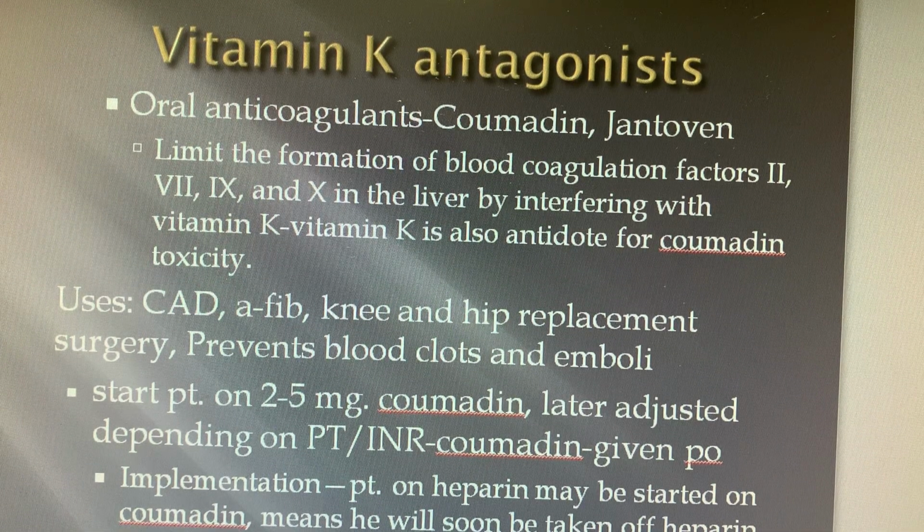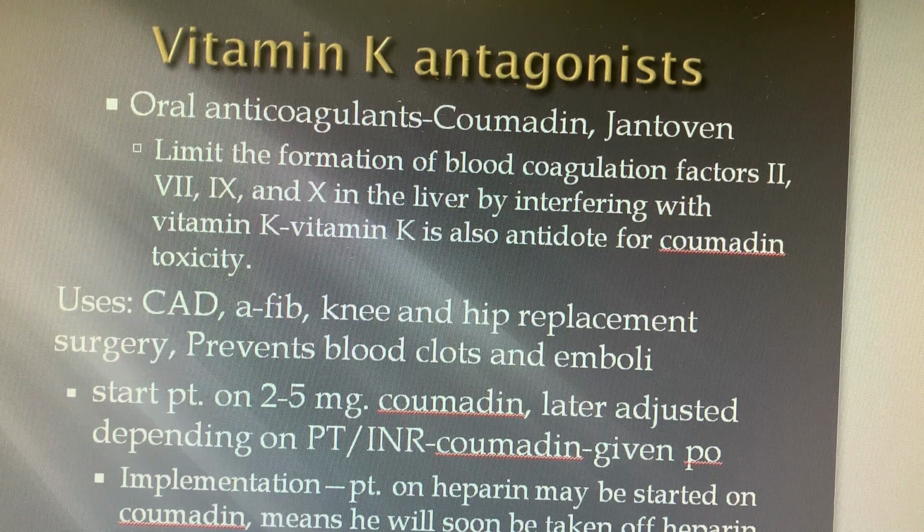So next we'll be talking about the vitamin K antagonists. These are oral anticoagulants, and probably the one that students are most familiar with is Coumadin. There is another form called Jantoven that you may run into. It's also a vitamin K antagonist, but Coumadin is probably the one we deal with most. And of course we know that Coumadin's generic name is warfarin.